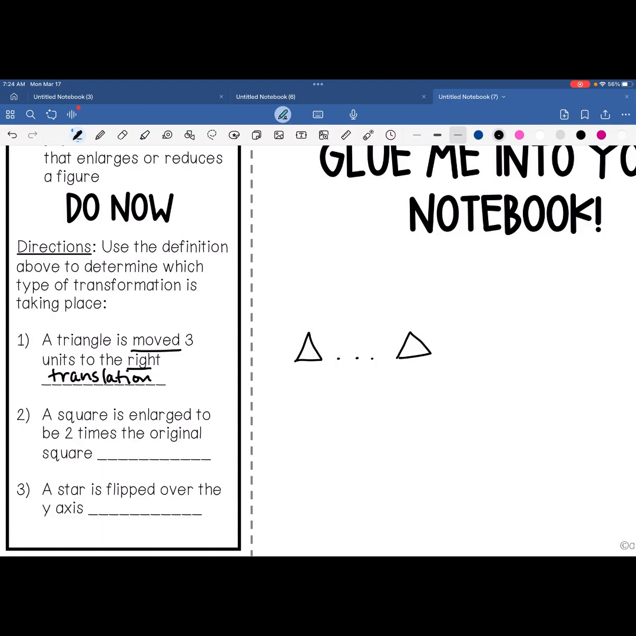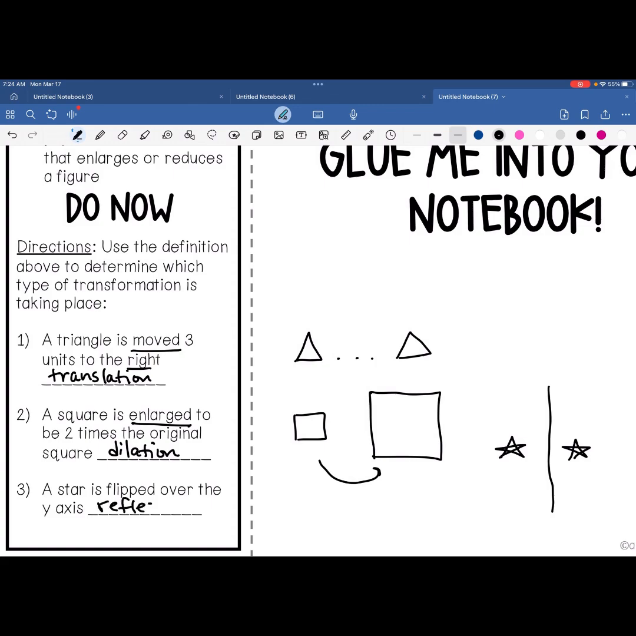We have a square that's enlarged to be 2 times the original. So here we have a square and then it's enlarged. So now it's 2 times. The size has changed. Whenever size changes, that is an example of a dilation. And then we have an example of a star. We're flipping it over the x-axis. So it's moving over. That is an example of a reflection.